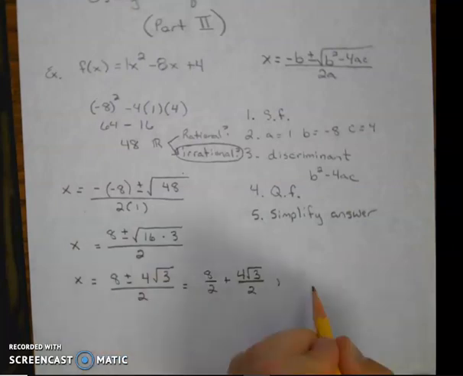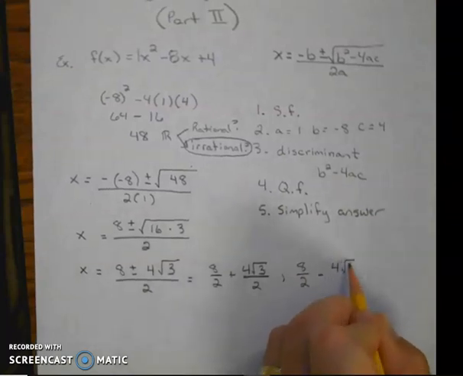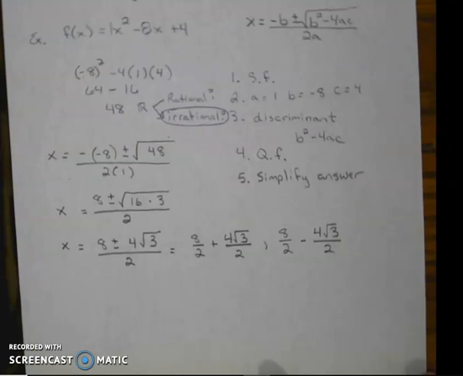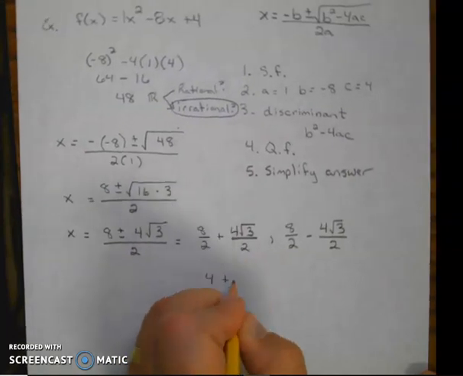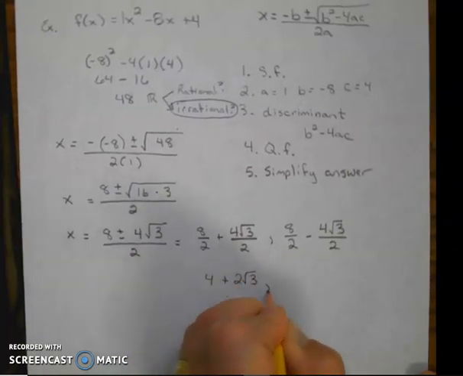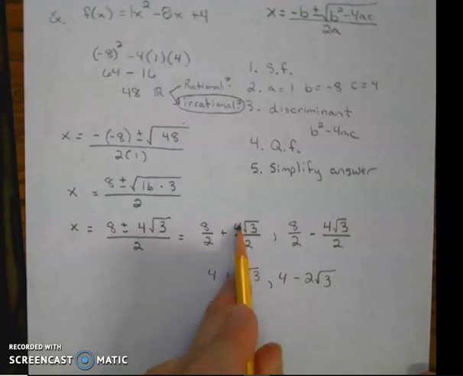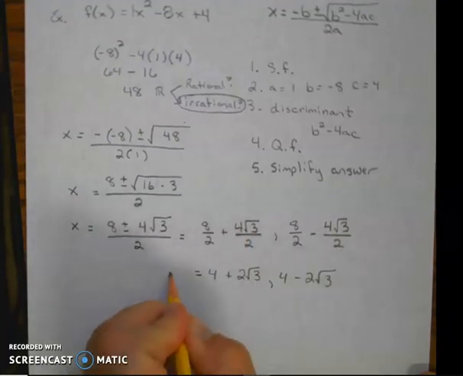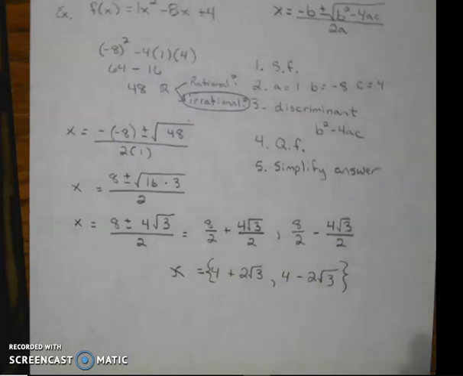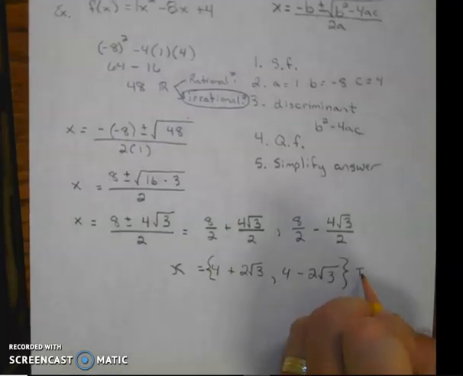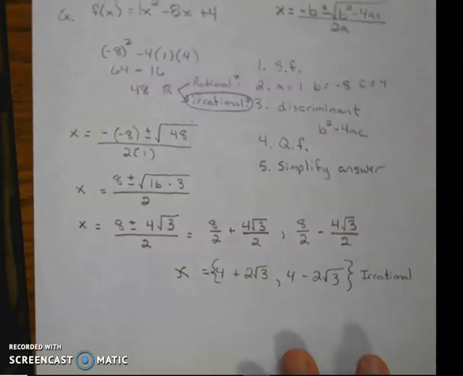Other solution, breaking it into two fractions, this time using the minus. And simplifying further, 4 divided by 2 is 2. Remember, you cannot divide these, only these. And there is our solution set. And again, we already know it's irrational. Okay, let's move on to another example.